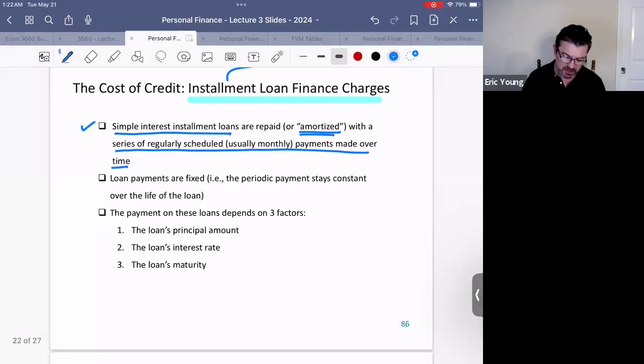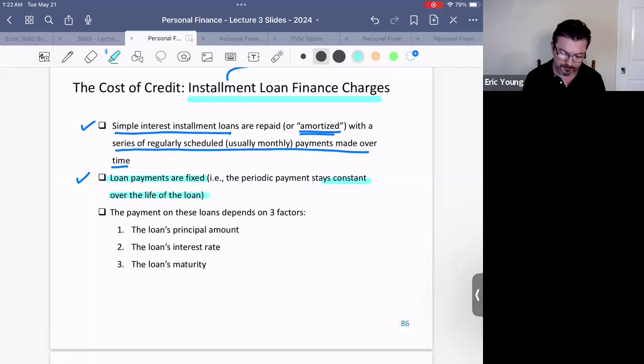Now, we're going to assume that the interest rate is fixed because that makes our calculations easier. So we're going to assume that the amount of loan payment that you make, in other words, your monthly payment, is going to stay constant over the life of the loan. And we're going to calculate that payment, or how about not calculate yet? The amount of the monthly payment is going to be a function of 3 factors.